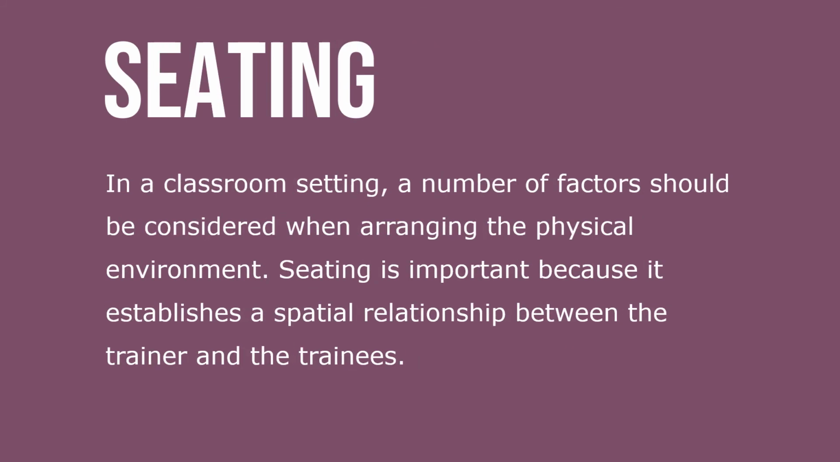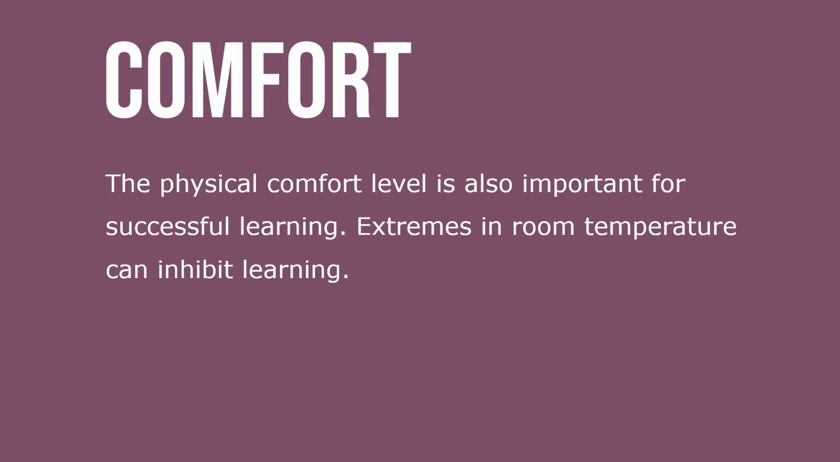In a classroom setting, a number of factors should be considered when arranging the physical environment. Seating is important because it establishes a spatial relationship between the trainer and trainee. The physical comfort level is also important for successful learning. Extremes in room temperatures can inhibit learning, as an example.